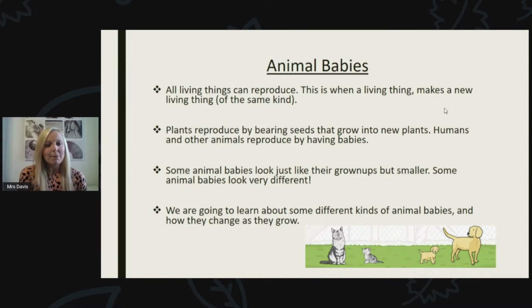Plants reproduce by bearing, which means giving out seeds that grow into new plants. Humans and other animals reproduce by having babies. Some animal babies look very much like their grown-ups, but just a smaller version. And some animal babies look very different. We're going to learn about some different kinds of animal babies and how they change and grow.